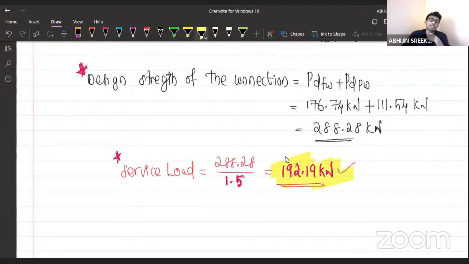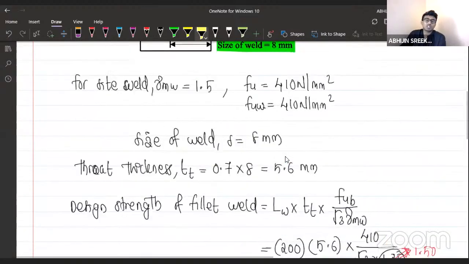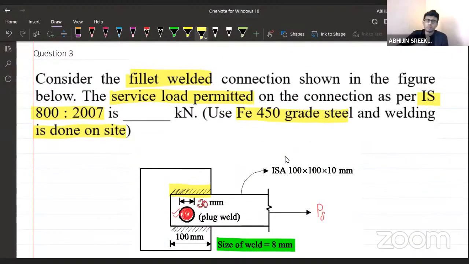This will be the answer to this question: 192.19 kilonewton. This is how we'll be calculating the design strength of the weld. And remember, some similar kinds of questions are there in the GATE exam as well. You can just go through the previous GATE question papers. It's very simple, it's pure logic.